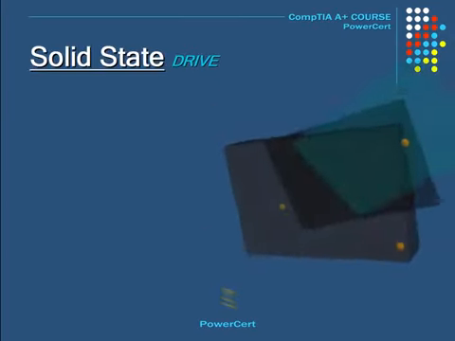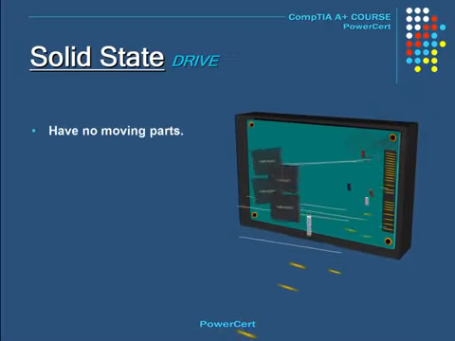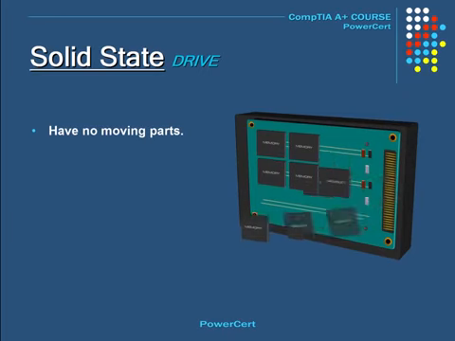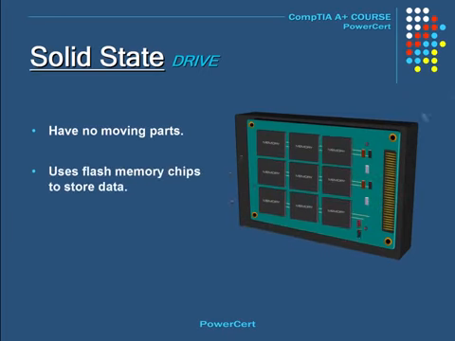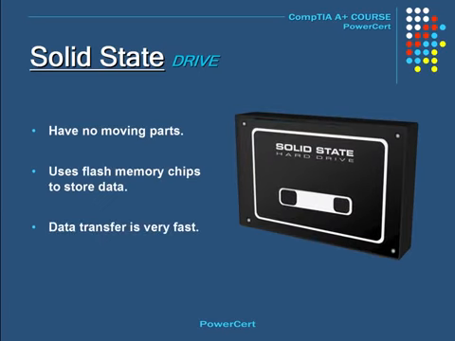Another type of storage device is a solid-state drive. Now, these drives have no moving parts. This type of drive uses flash memory chips to store data. And since it has no moving parts, the data transfer is very fast.